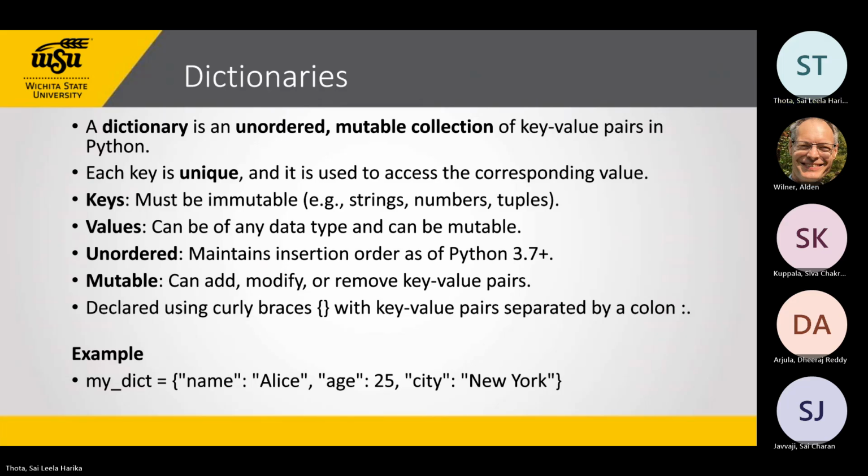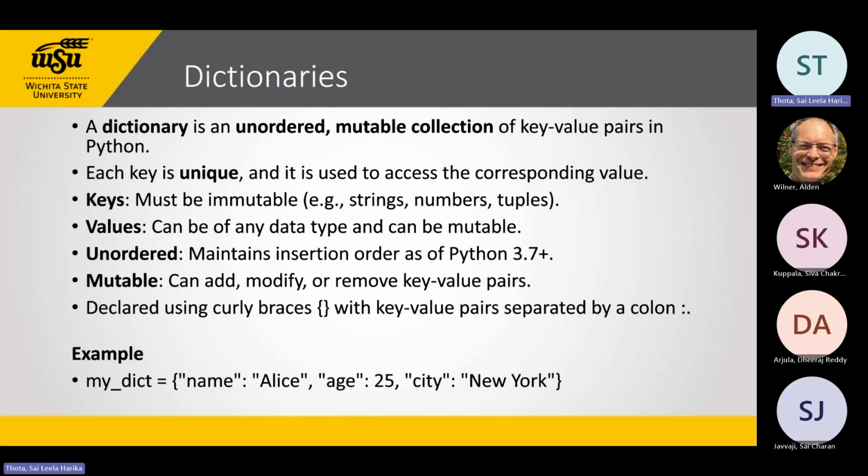value pairs. And next, mutable. Yes, they are mutable. You can add, modify, and remove key value pairs. So once you declare a dictionary, you can change the values in it. And keys must be immutable. Okay, the keys must be immutable.